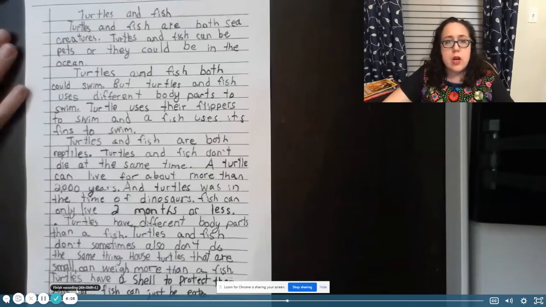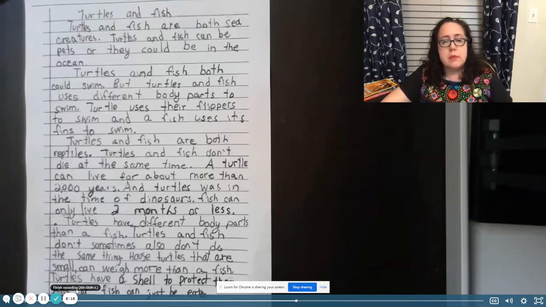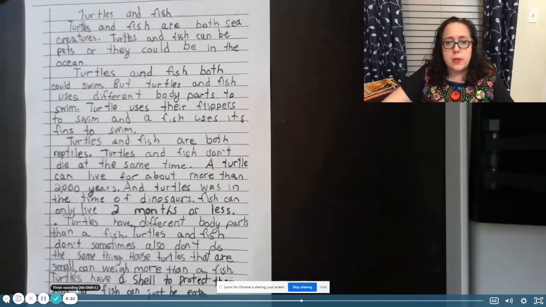Turtles and fish are both sea creatures. Turtles and fish can be pets, or they could be in the ocean. Turtles and fish both could swim. Both turtles and fish use different body parts to swim. Turtles use their flippers to swim, and a fish uses its fins to swim. Turtles and fish are both reptiles. Turtles and fish don't die at the same time.